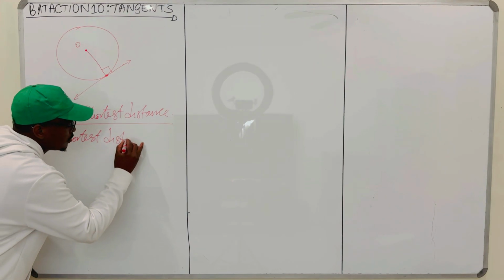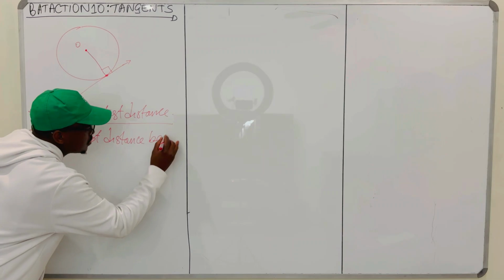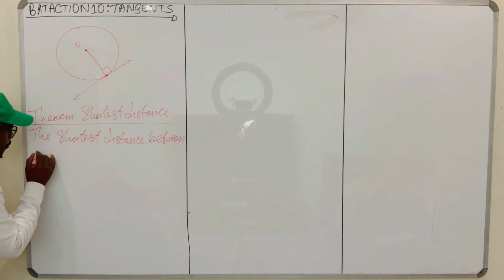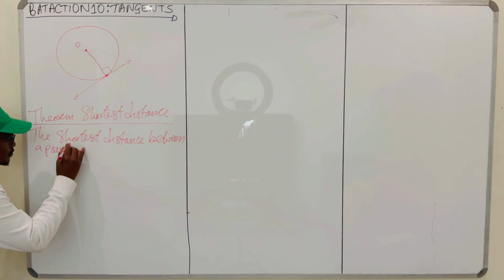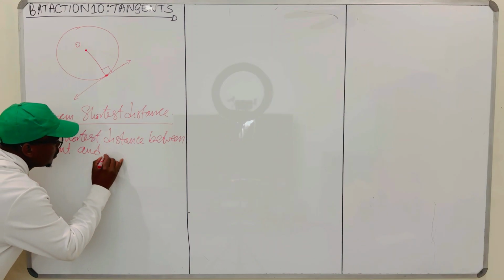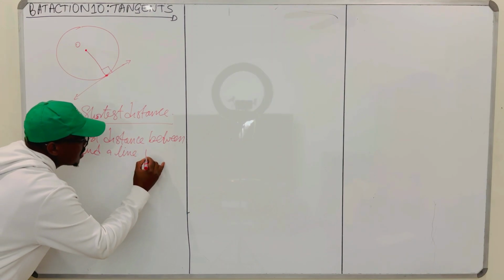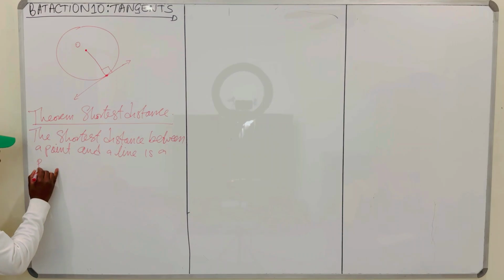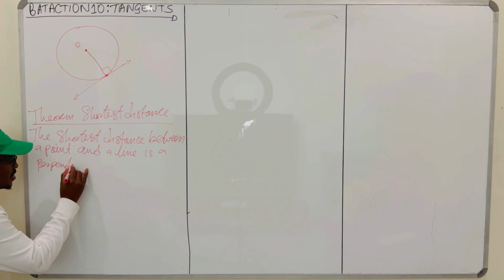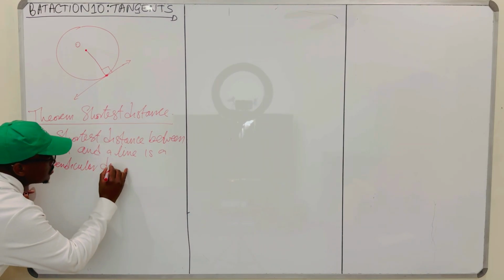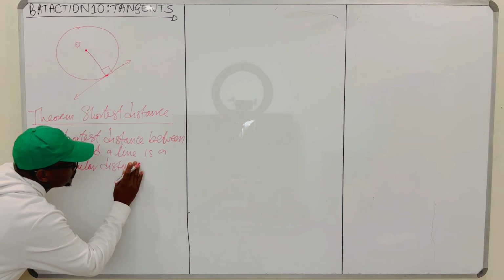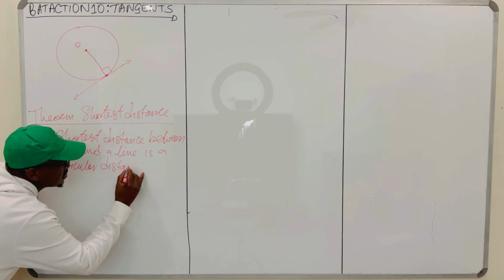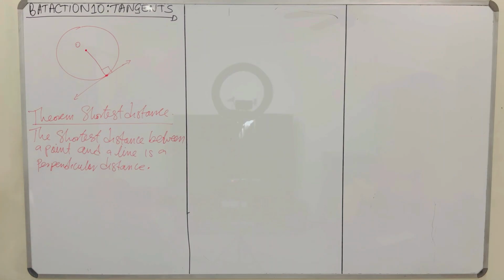right? Between a point and a line is a what? Is a perpendicular one. It's a perpendicular distance. Is it clear? Yes. I'm saying the shortest distance between a point and a line is a perpendicular distance.